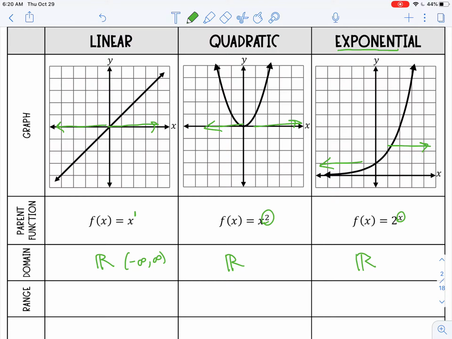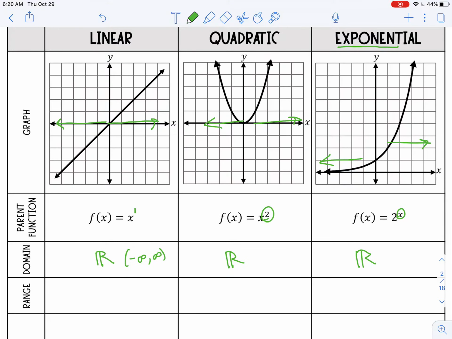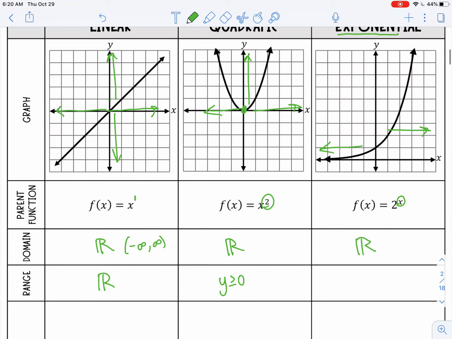Okay, for range, we're looking at the y values, and for linear, range goes forever in the positive direction and forever in the negative direction, so it's also all real numbers. For quadratic, in this particular case, it's everything from 0 and above. So it's y is greater than or equal to 0. And it does touch at 0, so you do include 0. And if you wanted to write that in interval notation, it would be like this, and you use a bracket for 0 because it does touch at 0.